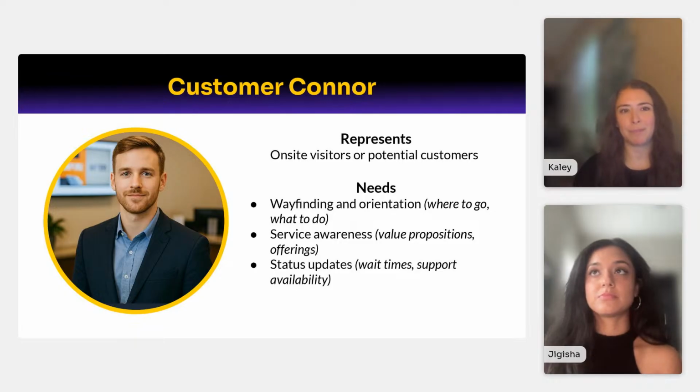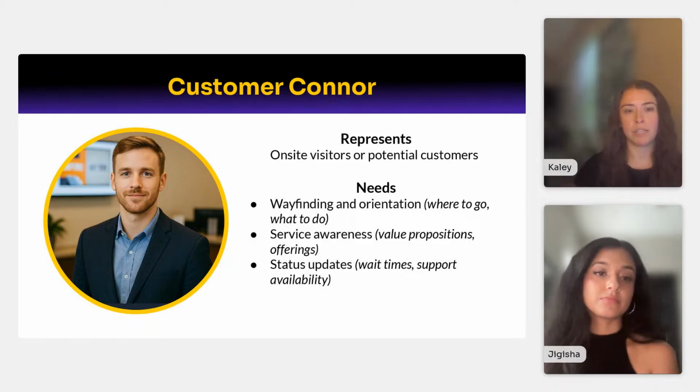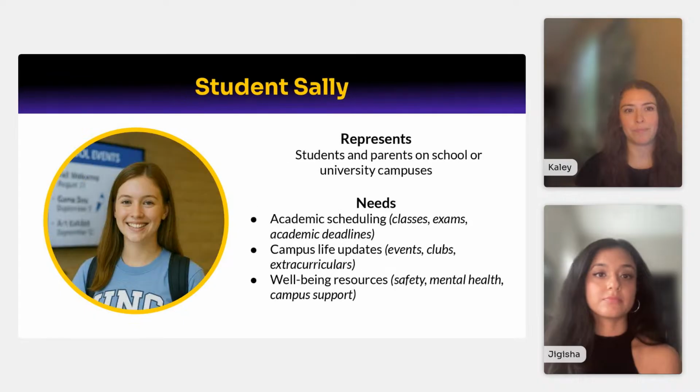Our next persona, Customer Conner. Customer Conner represents on-site visitors or potential customers whose needs surround things like wayfinding and orientation, service awareness like value propositions and product offerings, and status updates for things like wait times and support availability. Our last example persona is Student Sally. Student Sally represents parents on school or university campuses. And a persona like Student Sally would likely need information on academic scheduling, campus life updates, and well-being resources.